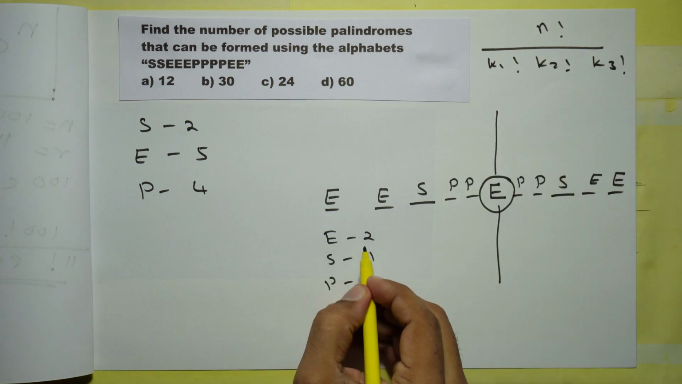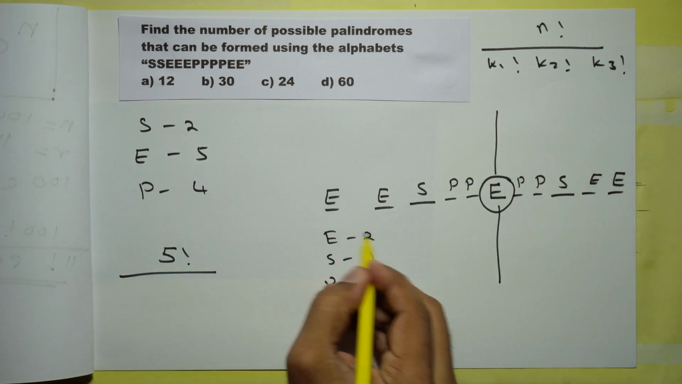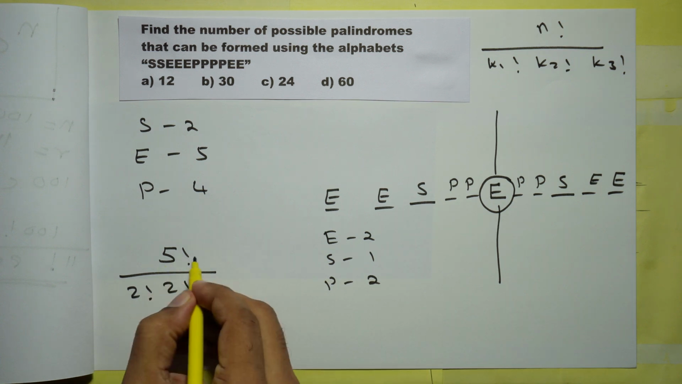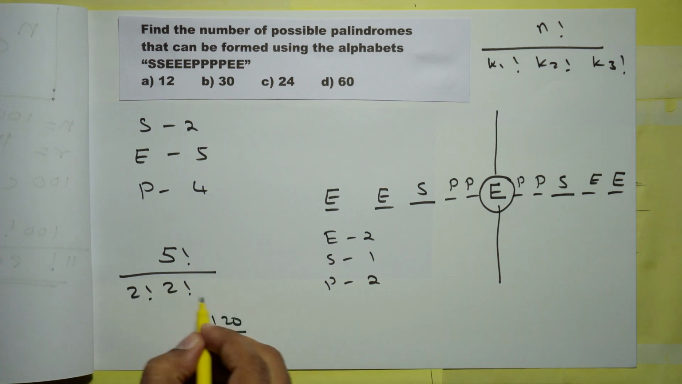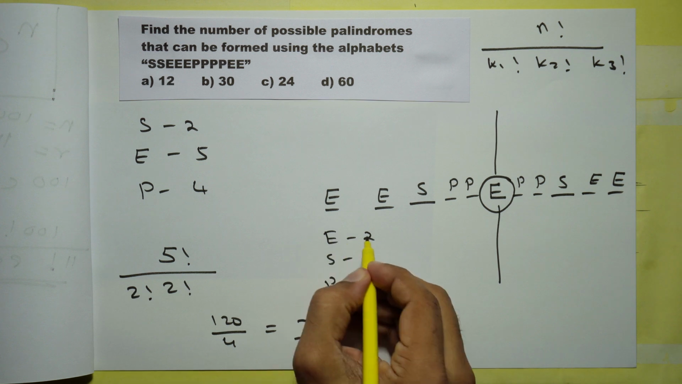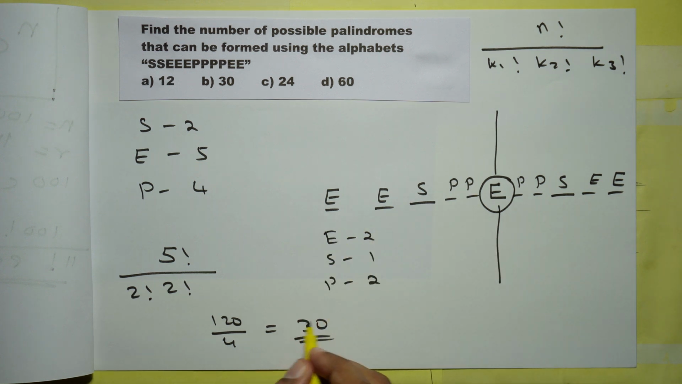Here n is equal to 5. 5 alphabets are there, out of which k1 of them are same, that is 2 e's are there, and another 2 p's are there. Now 5 factorial is 120. 120 by 4 you will get it as 30. So 30 possible ways of arranging 2 e's, 2 p's and 1 s. And for each arrangement you will get a palindrome. So altogether 30 possible palindromes are there. Hence option B, 30.